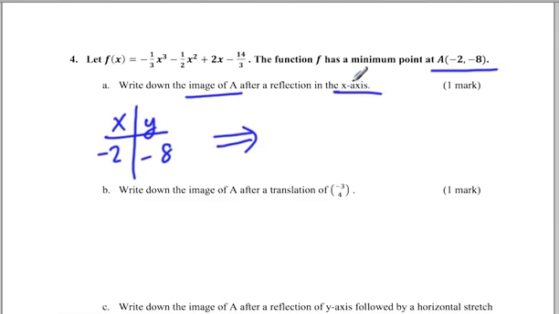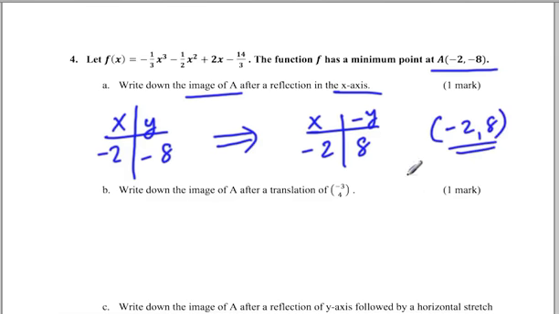So whenever there's a reflection in the x-axis, the only things that are affected are the y's. So it's x and negative y. So the x doesn't change, but the y does. So it's negative 2, 8, because negative 8 times negative 1 is 8. So our solution is negative 2, 8, and that's it. So we're done with A.